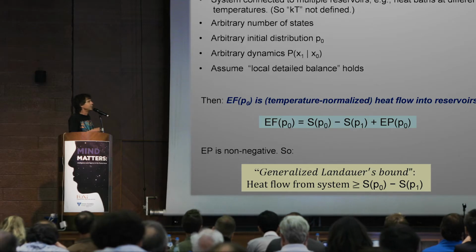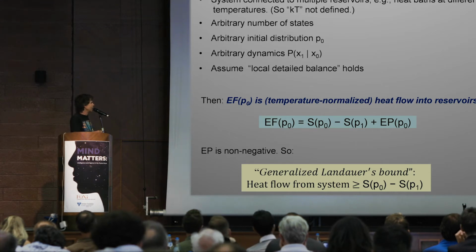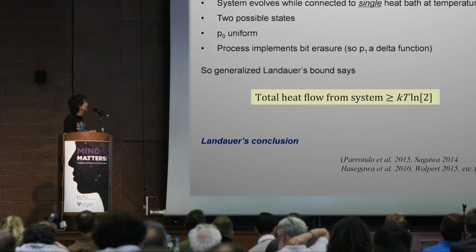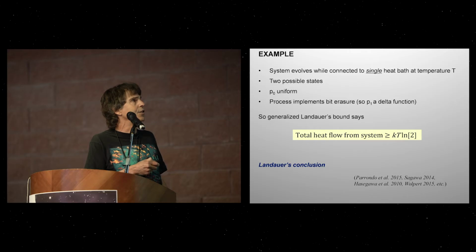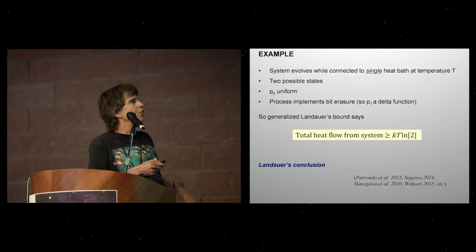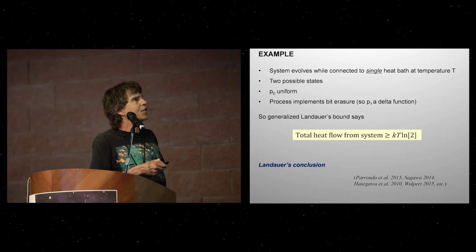Notice though, for example, that KT is not even necessarily defined, as well as this has an arbitrary number of states, arbitrary initial distributions, and so on. To relate this to the more conventional Landauer's bound, to maybe ground things a little bit for people, let's say your system evolves while connected to only a single heat bath. It's only got two possible states. Let's look at the special case where the initial distribution is uniform. Let's say that you implement bit erasure, so your ending distribution is a delta function.